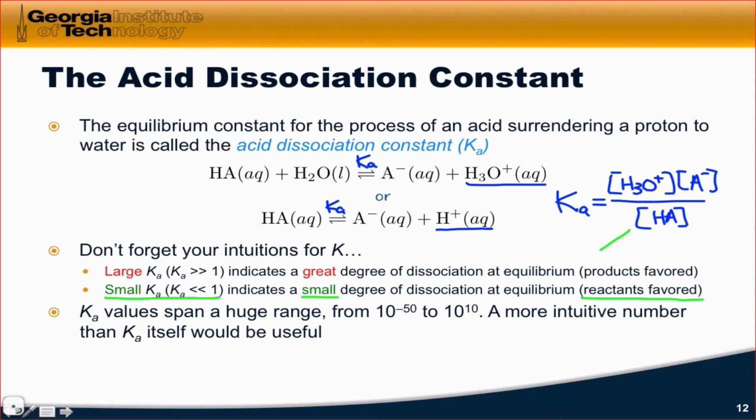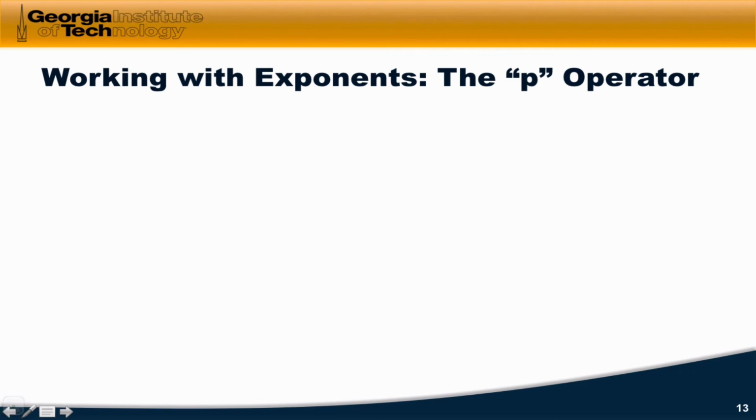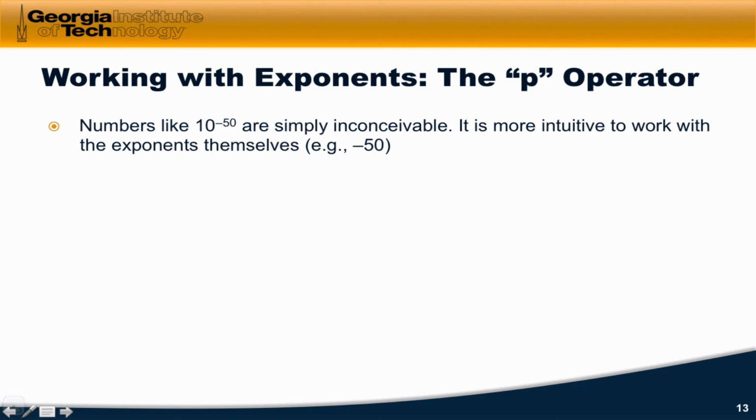Ka values can span a huge range in practice, from 10^-50 to 10^10. These extremely tiny and extremely large numbers aren't terribly intuitive, and so what would be helpful here is a more intuitive number that's a little more human-friendly. To get to a more human-friendly number, we can use what's called the p operator. It's more intuitive actually to work with the exponents themselves rather than worrying about 10^-50 or 10^10.